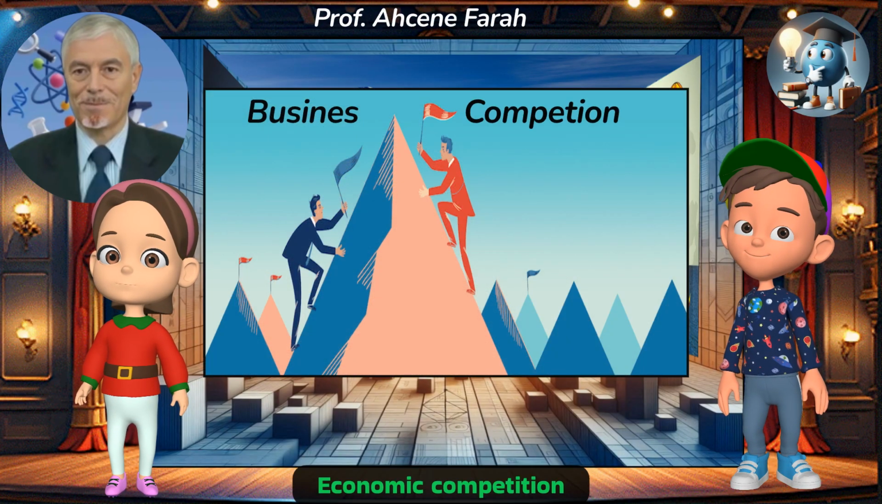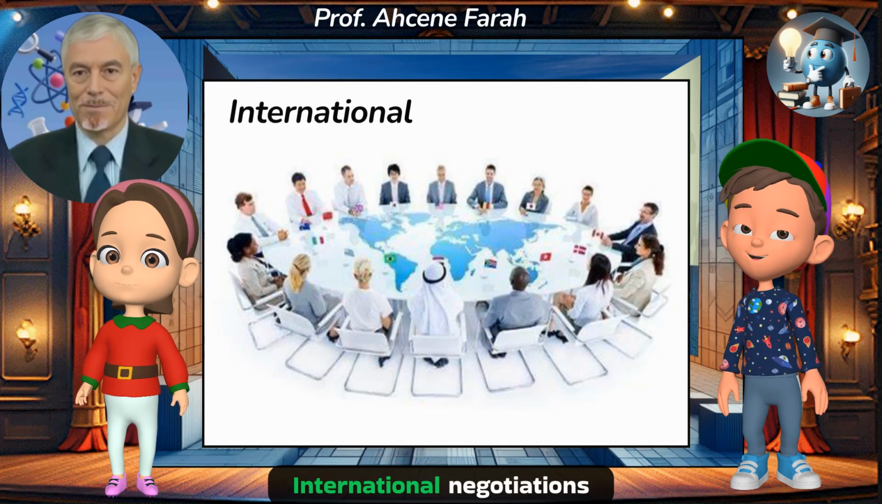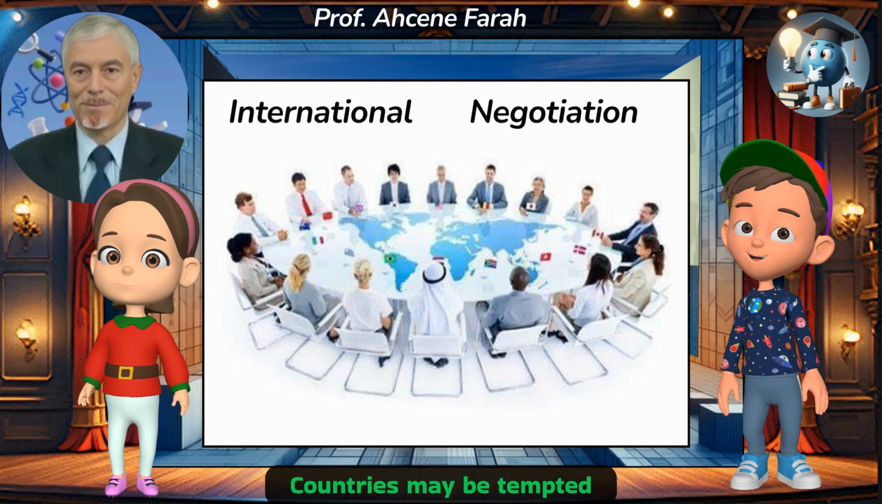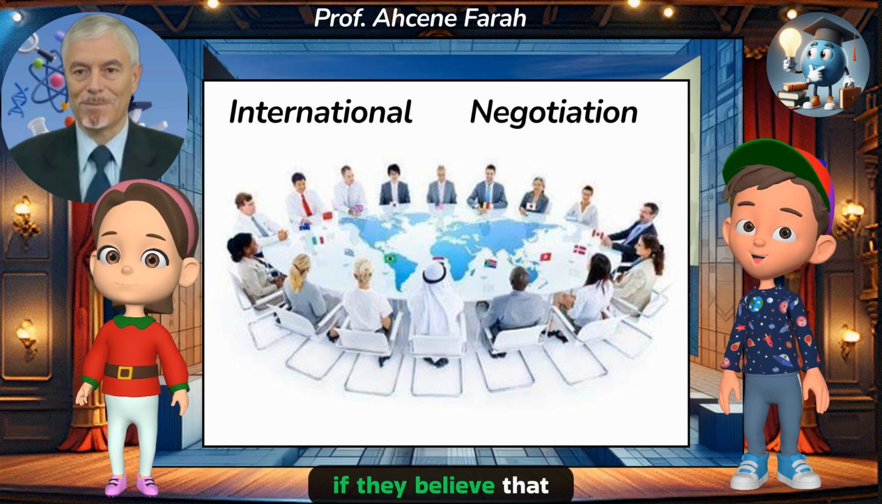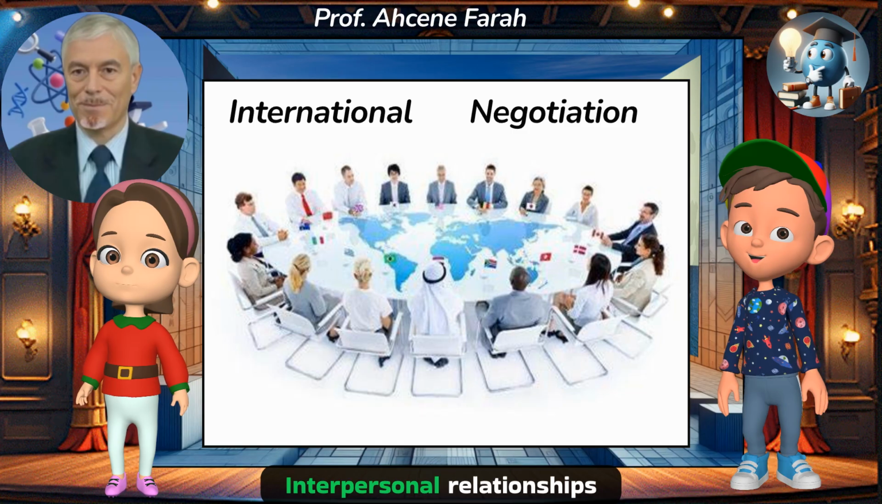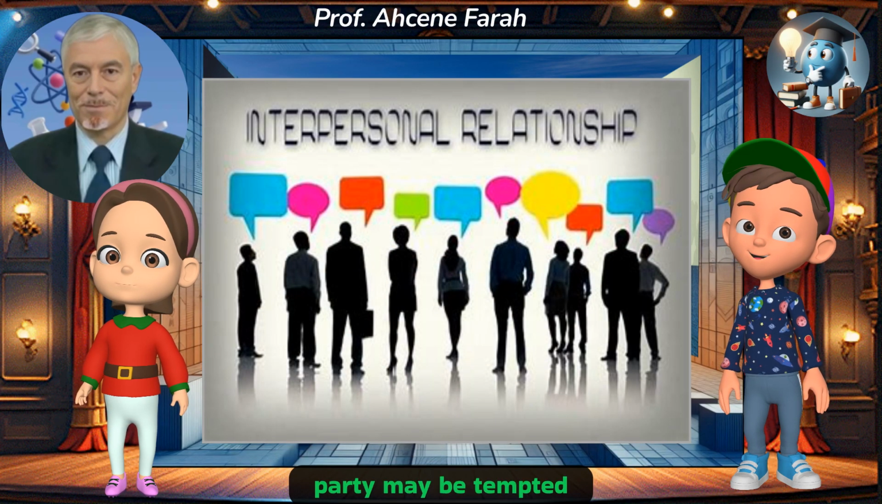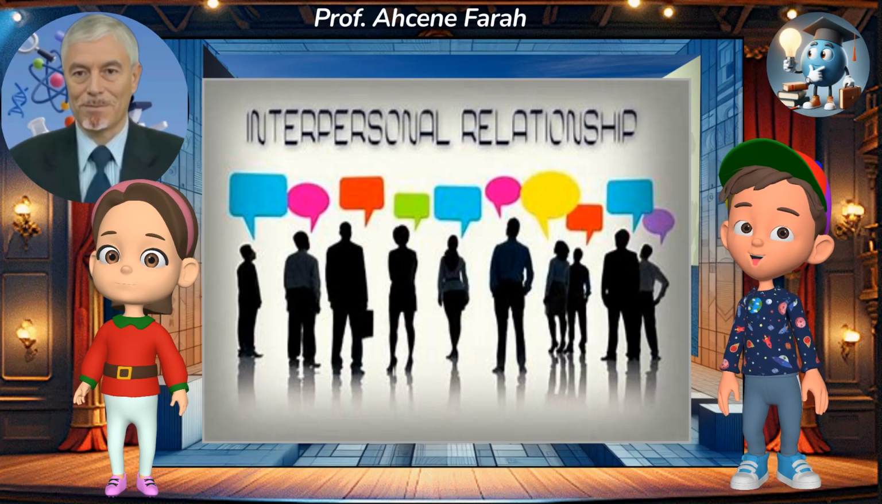Economic competition. Two firms may be tempted to lower their prices to gain market share, even if this may result in lower profits for both. International negotiations. Countries may be tempted to break international agreements if they believe that other countries will not either. Interpersonal relationships. In a relationship, each party may be tempted to put their own interests first, even if this may harm the relationship as a whole.